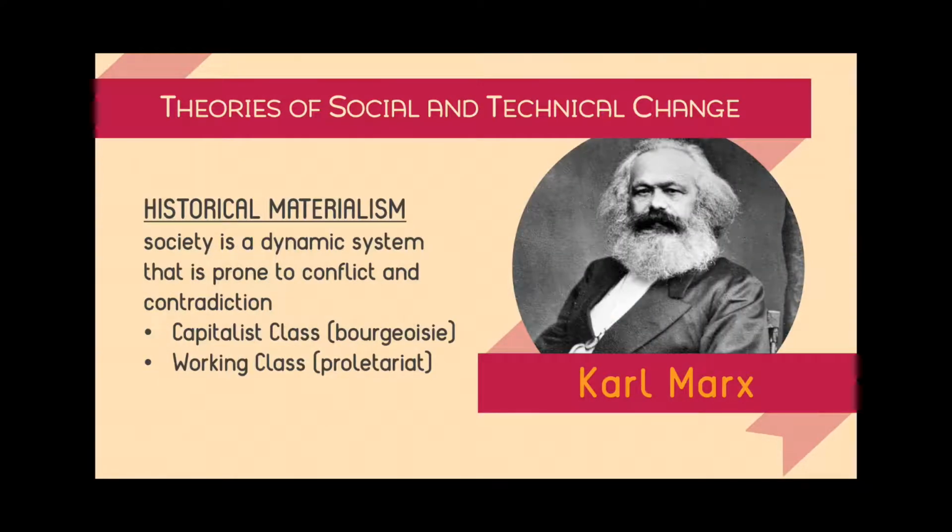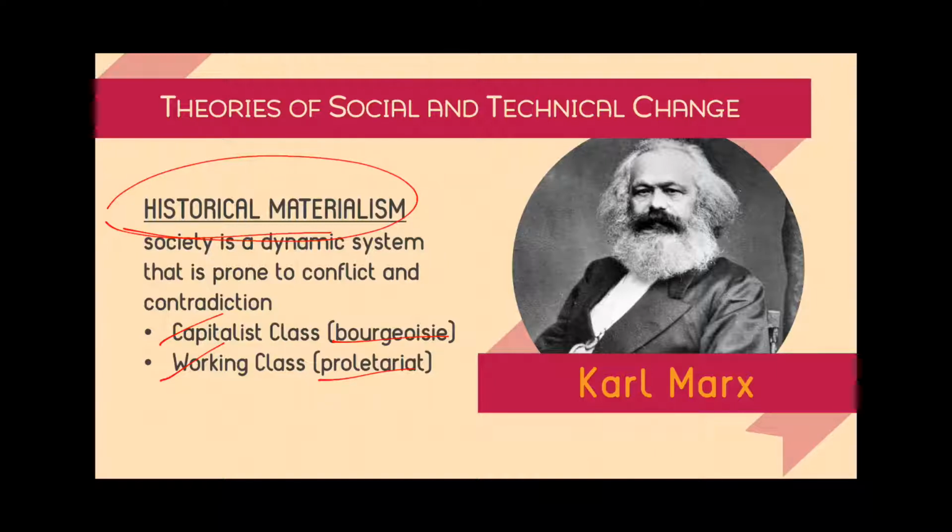And then of course we remember Karl Marx. He also theorized about social change, and according to Karl Marx, it could be described as historical materialism. Basically, it argues that society is a dynamic system that is prone to conflict and contradiction because of the ongoing clash between the capitalist class, or the bourgeoisie, and the working class, the proletariat, because of course we know the story of how capitalism is prone to abuse.